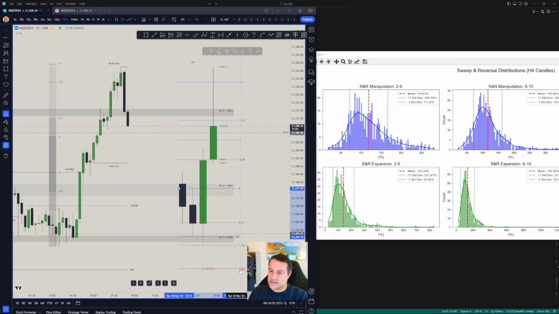and then this is 2 to 6 one standard deviation manipulation, and this one is the -1 manipulation, and then the mean expansion would be this.